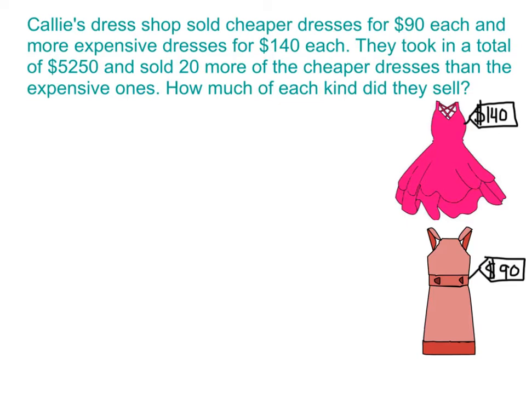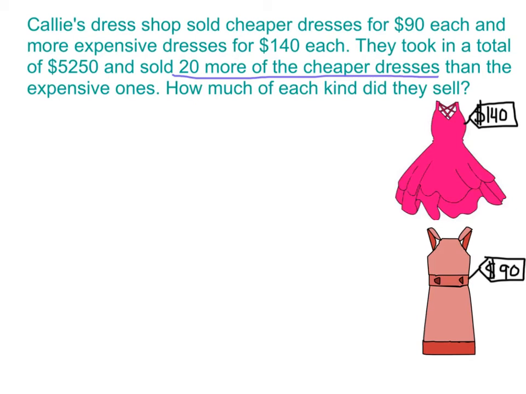Okay, last problem, and I know you're tired, I know you don't want to do another one, but this one's important because of the way it's worded, and so I'm going to talk you through it. Alright, Callie's Dress Shop sold cheaper dresses for $90 each and more expensive dresses for $140 each. They took in a total of $5,250 and sold 20 more of the cheaper dresses than the expensive ones. How much of each kind did they sell? So this gets tough because it says 20 more of the cheaper dresses than the expensive ones.